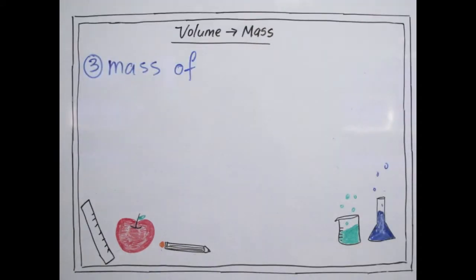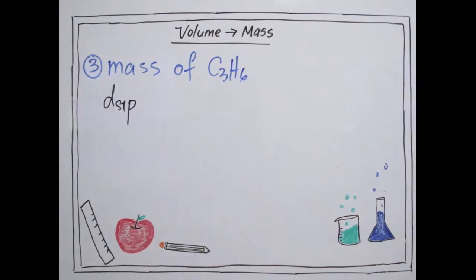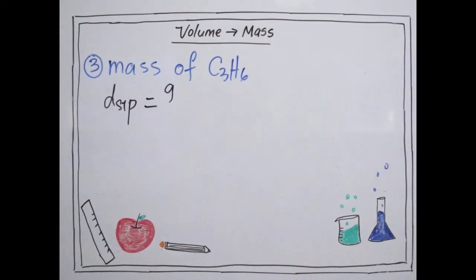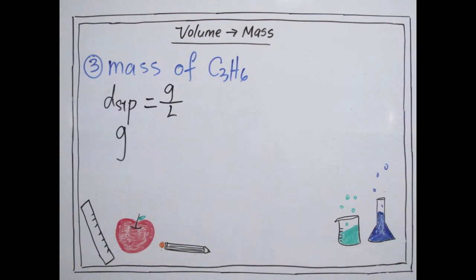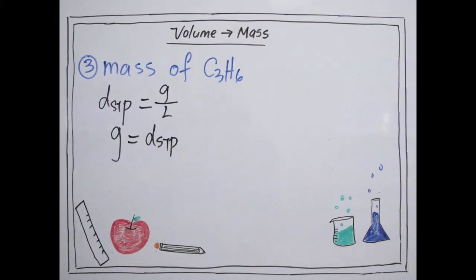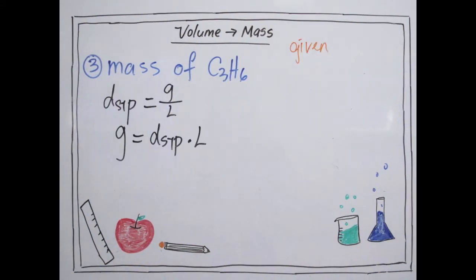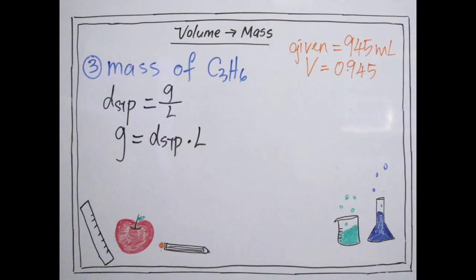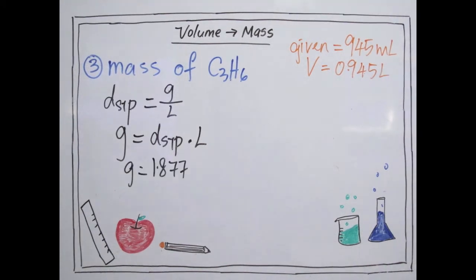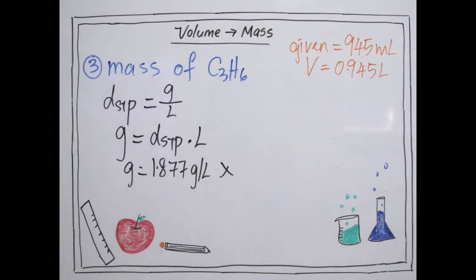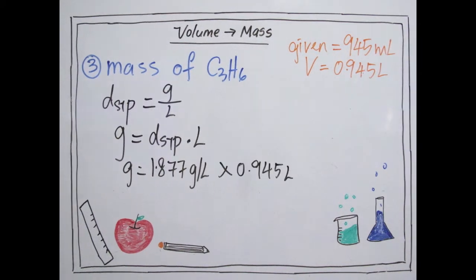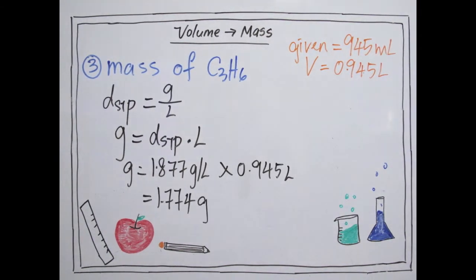The third step, which is the last step, is to find the mass of C3H6. The formula is density equals grams per liter. Don't forget to convert the volume from mL to L. So the volume is 0.945 liter. So the mass of C3H6 is 1.774 grams.